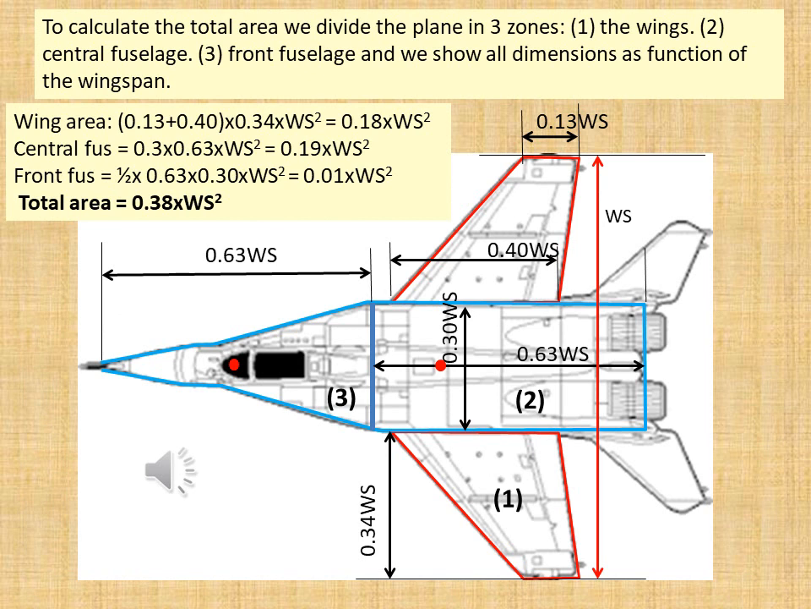To calculate the total area, we divide the plane into 3 zones: 1. The wings. 2. Central fuselage. 3. Front fuselage. We show all dimensions as a function of the wingspan. In this case, the total area can be expressed as total area equals 0.38 multiplied by wingspan squared.